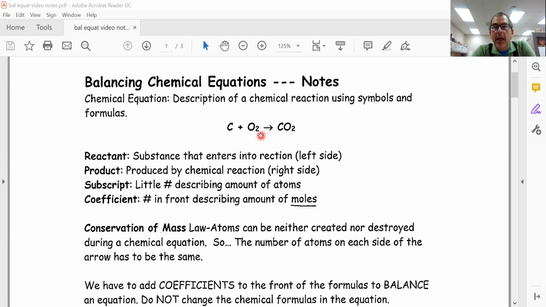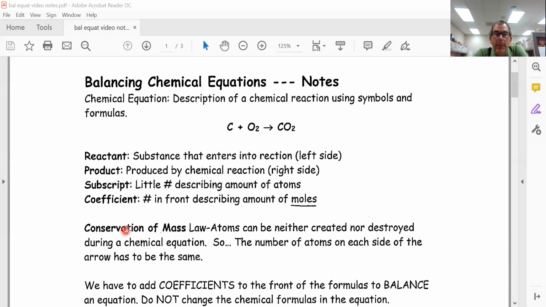Little numbers like this are called subscripts, okay, behind them. And then big numbers in front, this one doesn't have any, are called coefficients. So because there's no number in front, the coefficients in each case would be 1. And typically if the coefficient is 1, we don't put it there. Don't worry about this term moles. Think of molecules for now. We're going to learn about moles at the end of January, beginning of February.